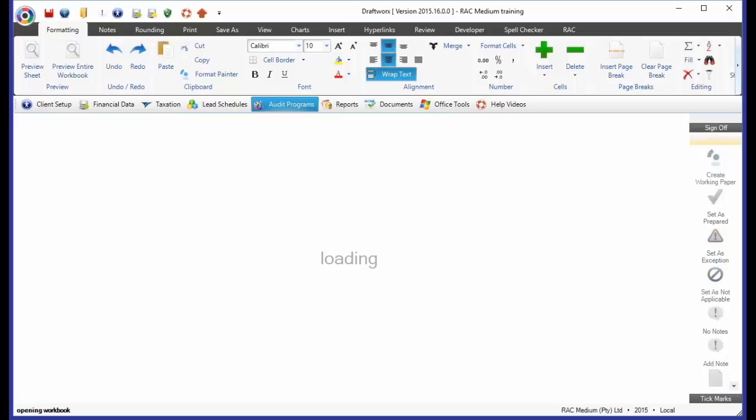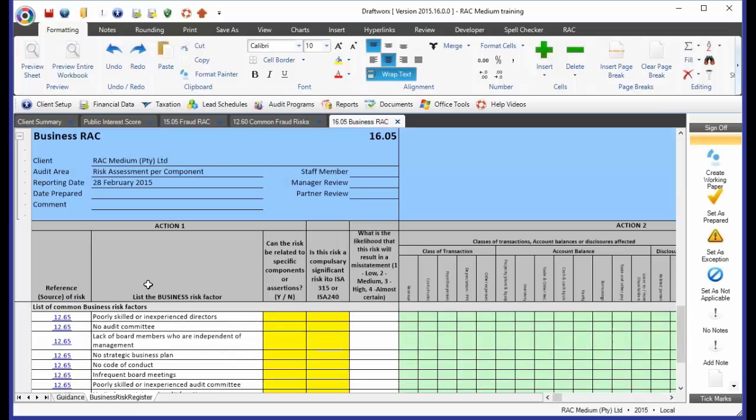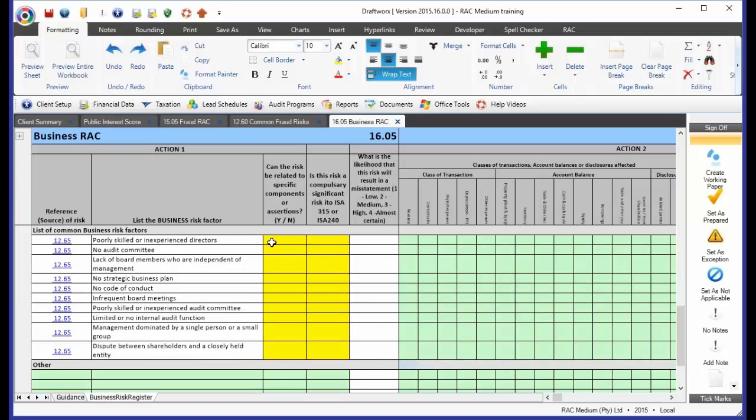16.05 is our business risk register, or our business RAC, and the business RAC is very, very similar to our fraud RAC. I just want to quickly identify what the difference is that you will encounter. Firstly, you still need to identify whether or not it relates to specific components or assertions. It then has an additional question here asking you, is this maybe a compulsory significant risk in terms of ISA 315 or ISA 240? It is just a memory jogger.